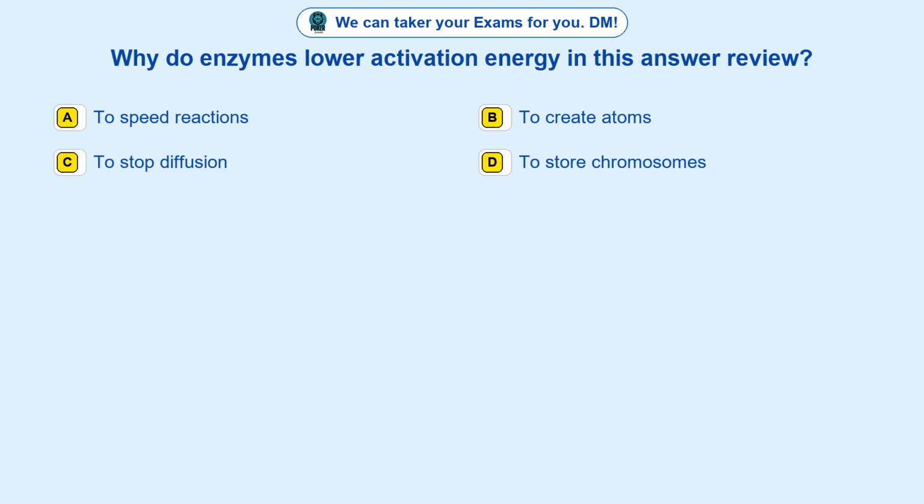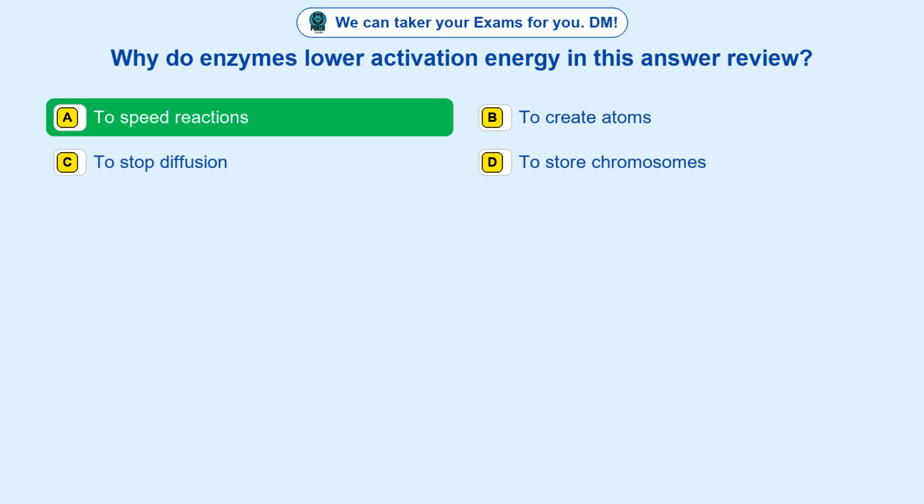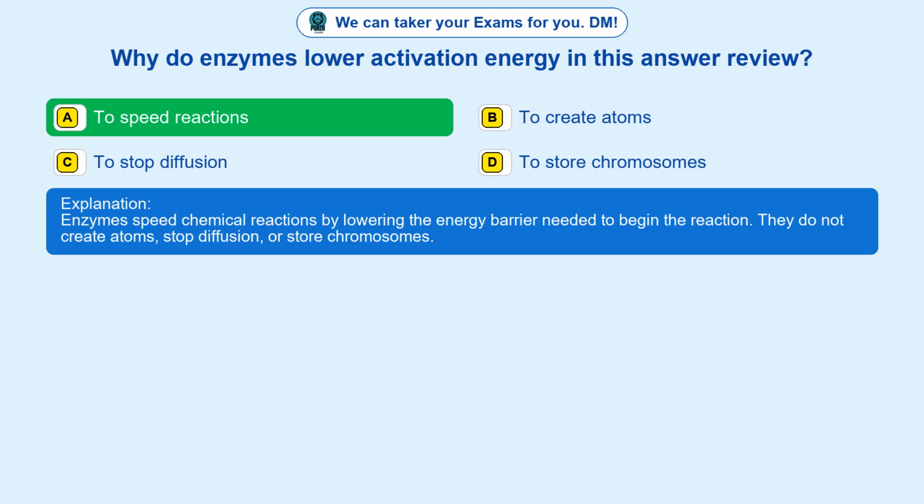Question 5. Why do enzymes lower activation energy in this answer review? Option A, to speed reactions. Option B, to create atoms. Option C, to stop diffusion. Option D, to store chromosomes. The correct answer is option A, to speed reactions. Enzymes speed chemical reactions by lowering the energy barrier needed to begin the reaction. They do not create atoms, stop diffusion, or store chromosomes.